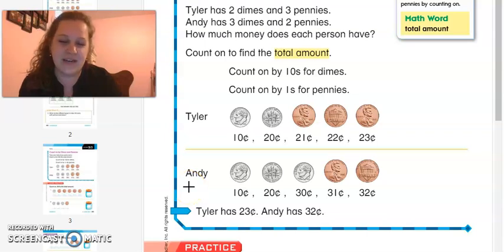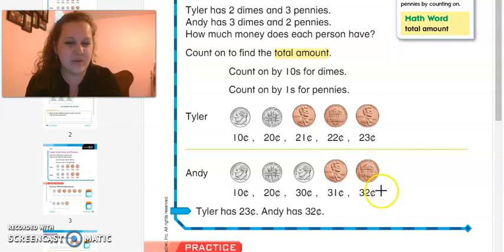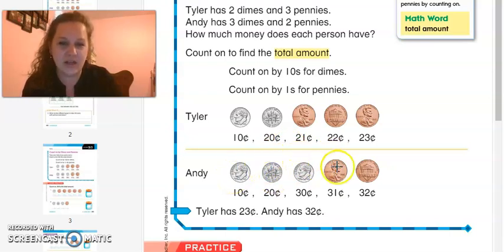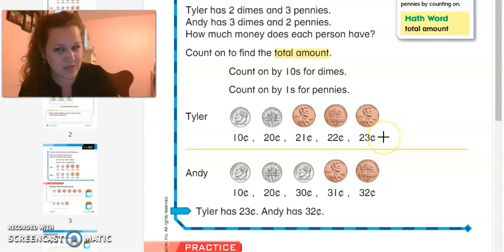Now, if we look down here at Andy, let's count how much he has altogether. He has 10, 20, 30. Now we switch to pennies, 31, 32 cents. So Andy has 32 cents. So in summary, Tyler right up here had 10, 20, 21, 22, 23 cents, while Andy right here had 10, 20, 30, 31, 32 cents. So Andy actually had more money because his equaled 32 cents, which is a bigger number than 23 cents.